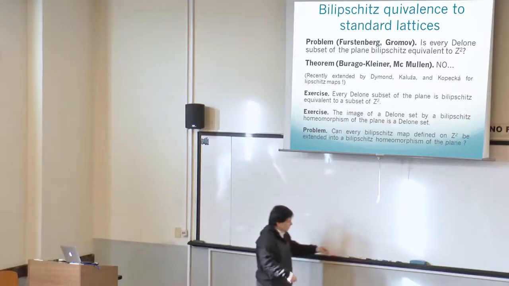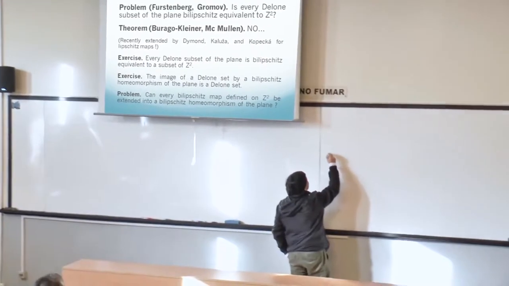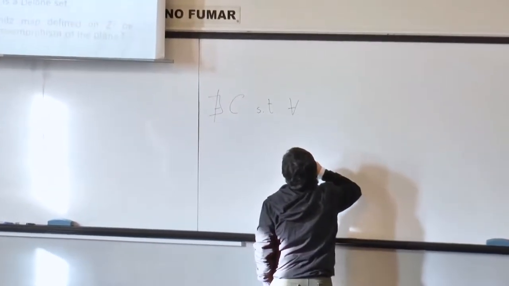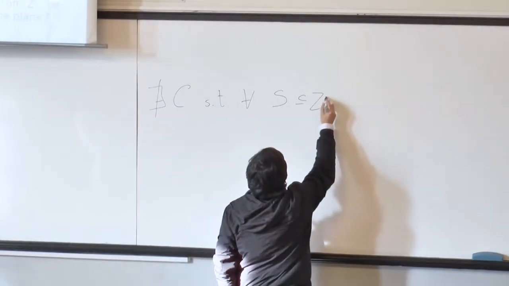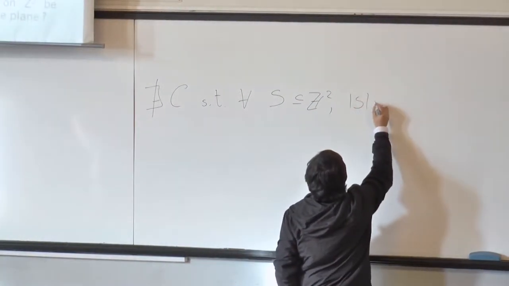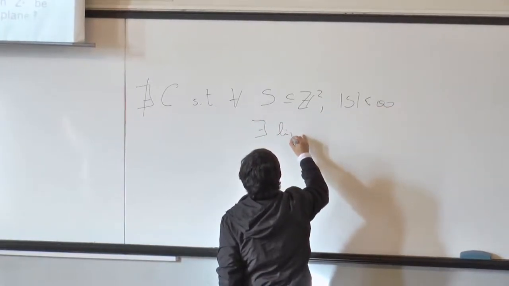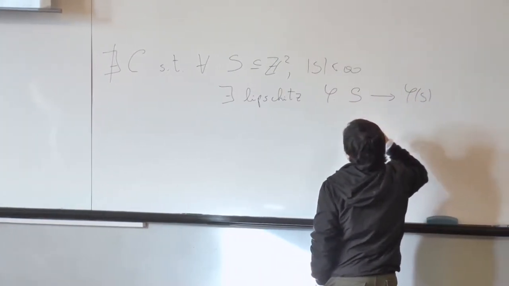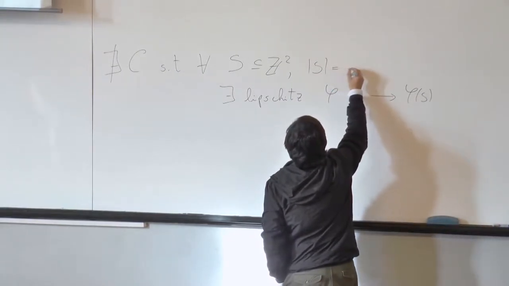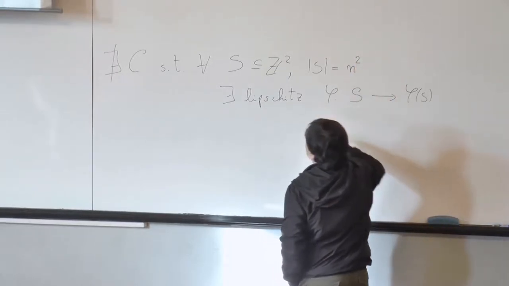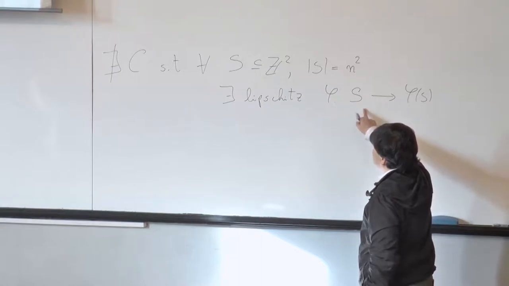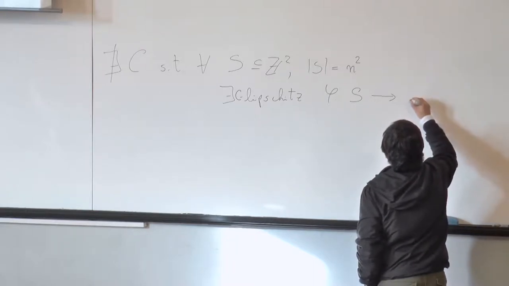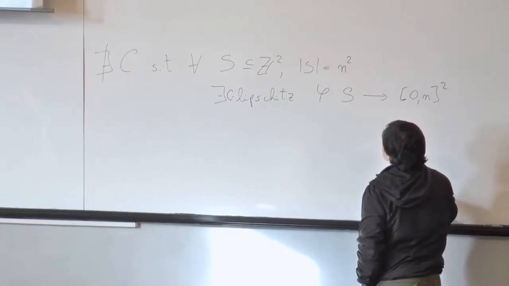So let me write it. So there exists no constant C such that for every subset S of Z^2 with finite cardinality, there exists a Lipschitz map into, say, let me take a subset of n squared points, so there is no uniform constant for which there is a C-Lipschitz map from S into the square of length n.